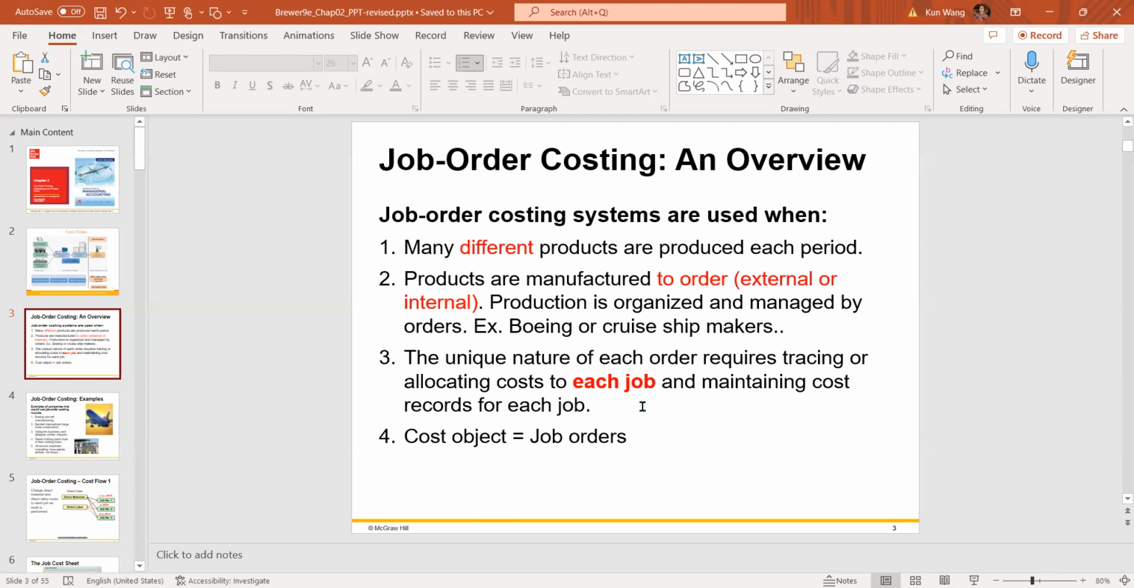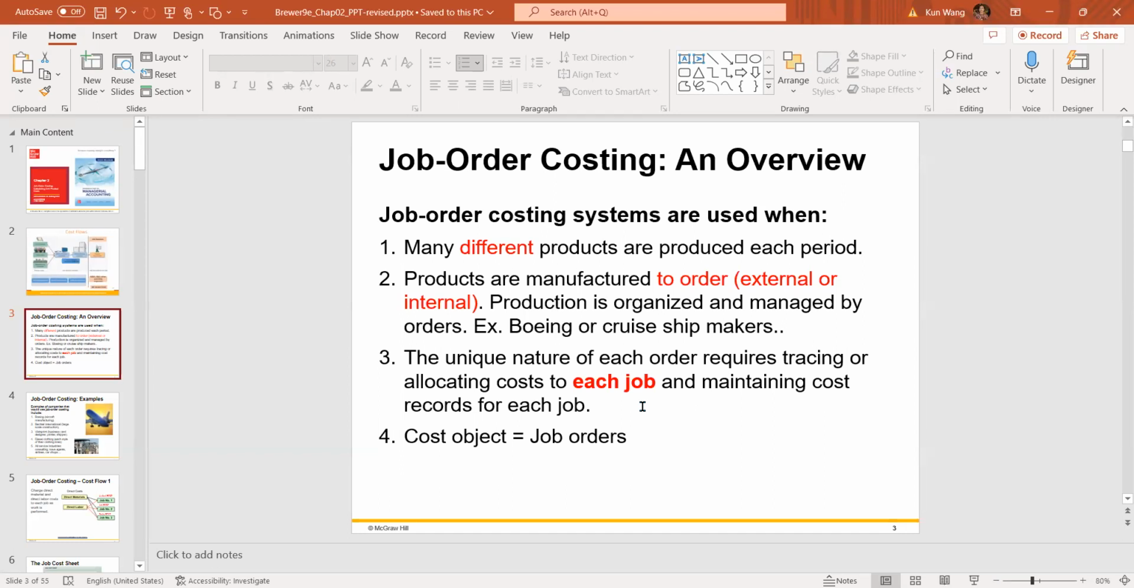But be careful, for each job, you can have only 1 unit of the product, such as only 1 aircraft. Or it can be a bunch of products, such as 1,000 units of a style of jeans or clothing made by a clothing factory, right? So the job can include only 1 unit or 2 units or multiple units, but for the entire job, they share the same features, like requirements of material, labor, and allocated overhead.